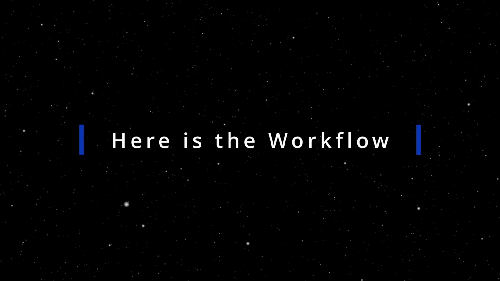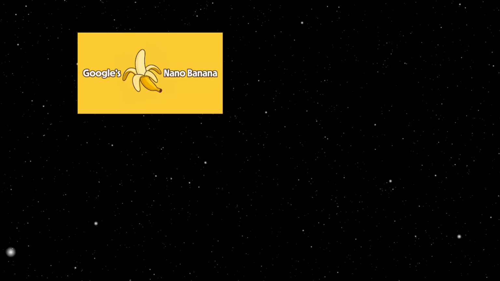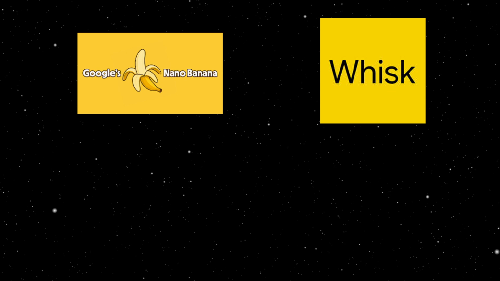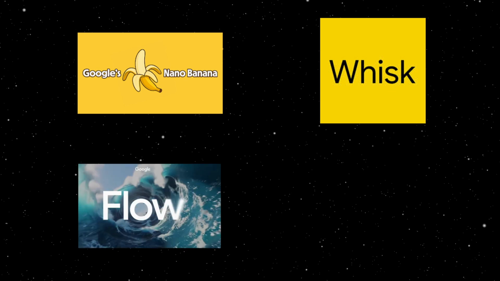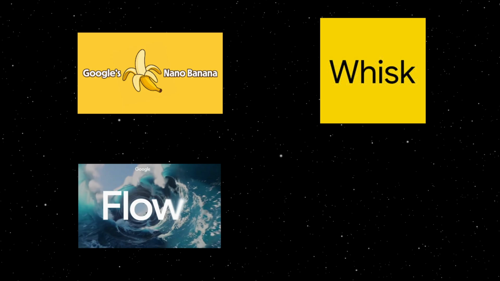Here is the workflow. It's clean. We will use Nano Banana Pro to create style plus scene reference images. Then we will use Whisk to create start frame and end frame. Then we'll go to Flow to make the animation version. Then we'll convert them into WebP version. Then finally, we'll create our website in Lovable. All prompts which I will use in this video, you can find in the pinned comment.